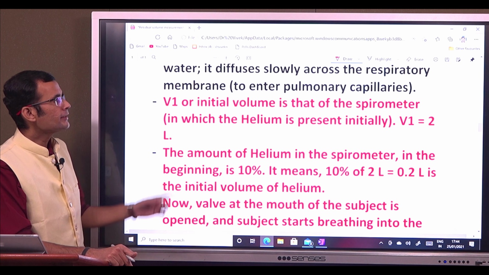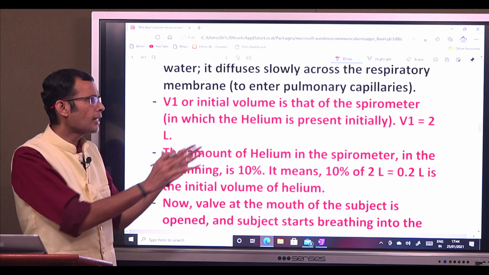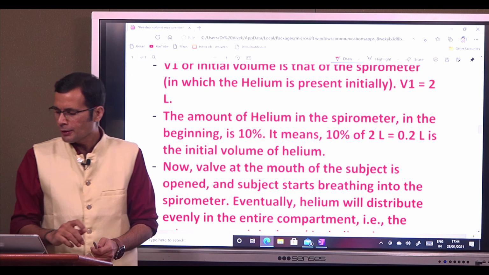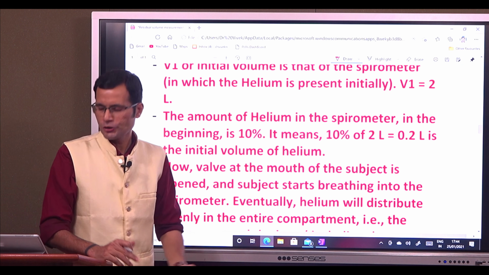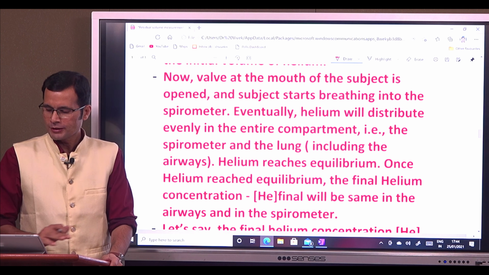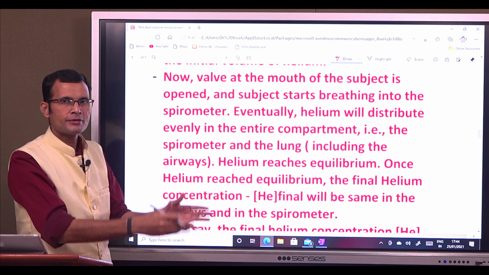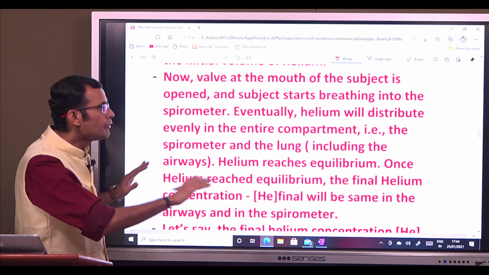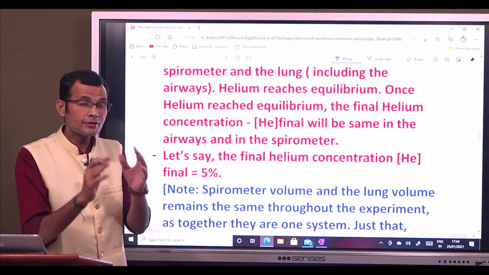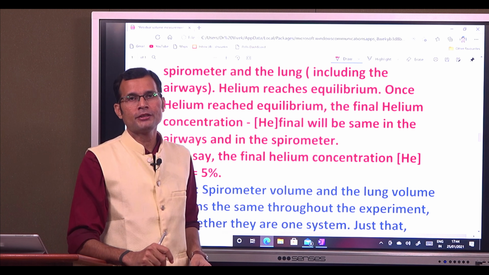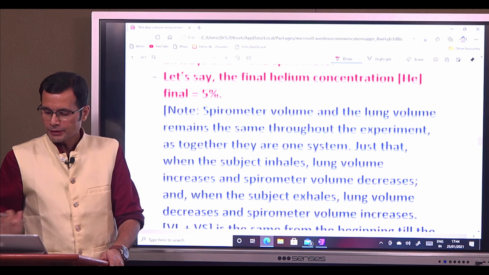V1, the initial volume, is that of the spirometer in which helium is present initially. It's about, let's say, 2 liters. We have taken some hypothetical values. The amount of helium in the spirometer in the beginning is 10%. Let's say the concentration of helium is 10%. The valve is opened, the subject starts breathing through the spirometer, and the spirometer plus the lung becomes one system and helium equilibrates in this entire system. So that's the meaning of the helium dilution method. Helium is going to be diluted into this compartment.